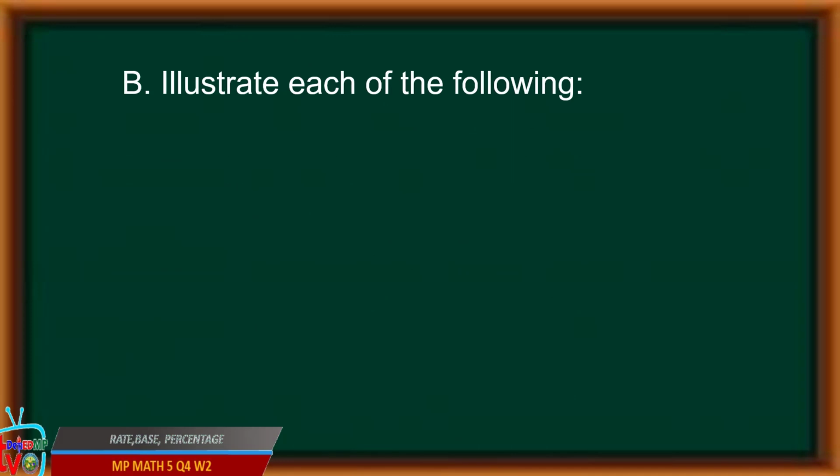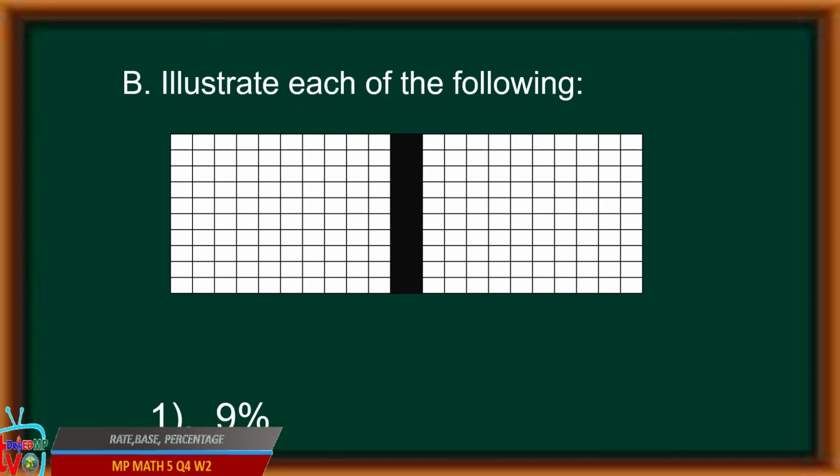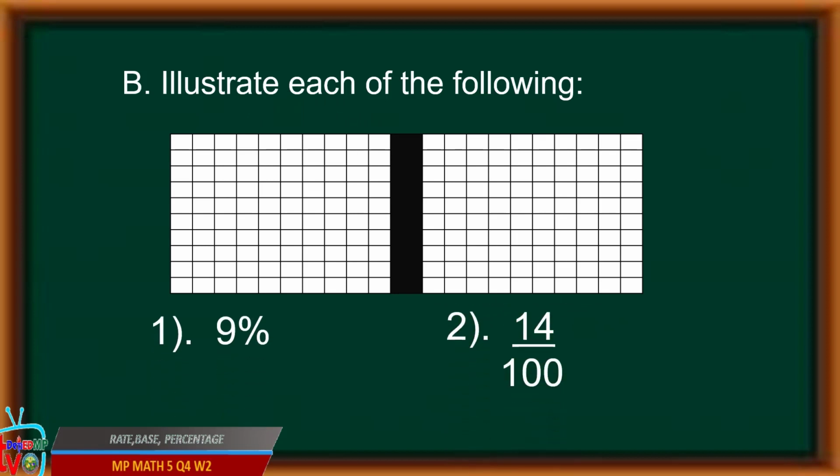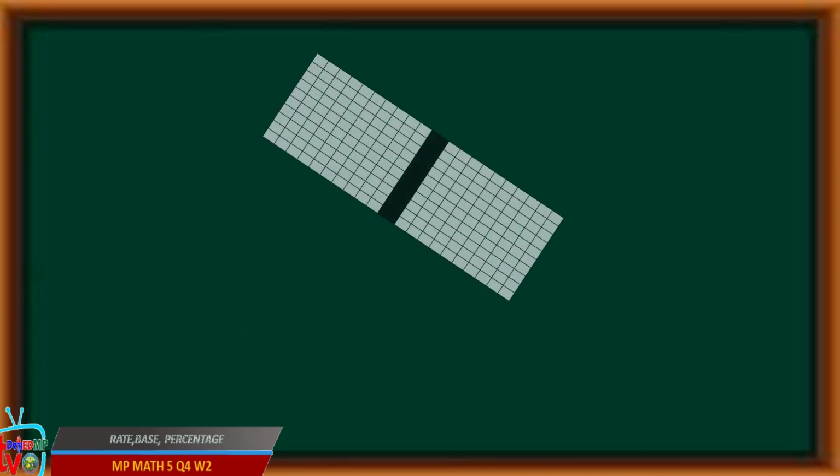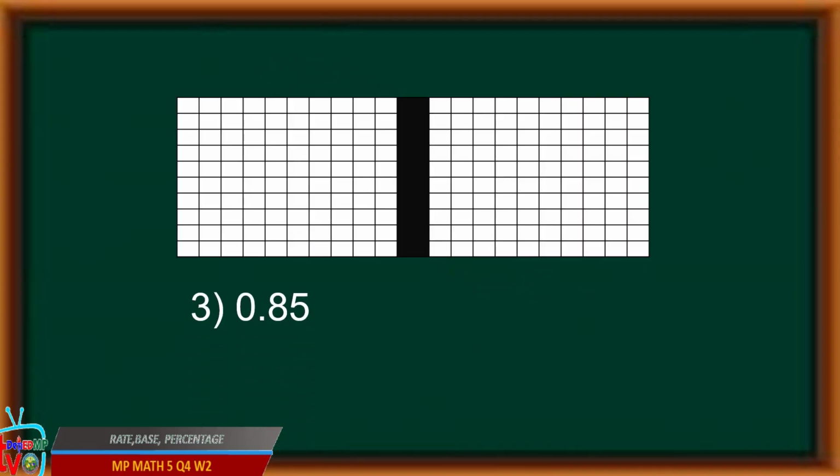Activity B. Illustrate each of the following. Number 1, 9%. Number 2, 14 over 100. Number 3, 85 hundredths. And number 4, 75%.